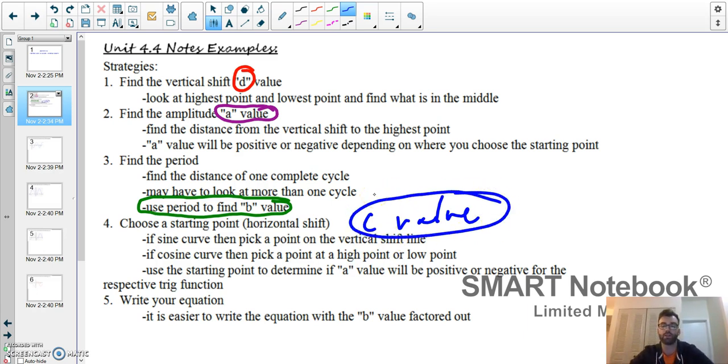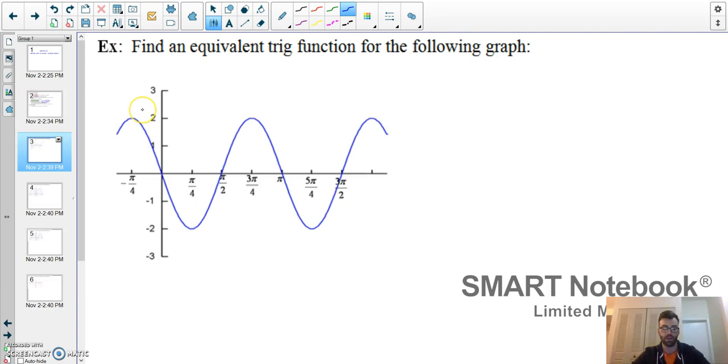When writing your equation, it's easier to have the B value factored out. You will see what we mean when we start going with that. So let's look at our first example. We're going to find an equivalent trig function for the following graph.